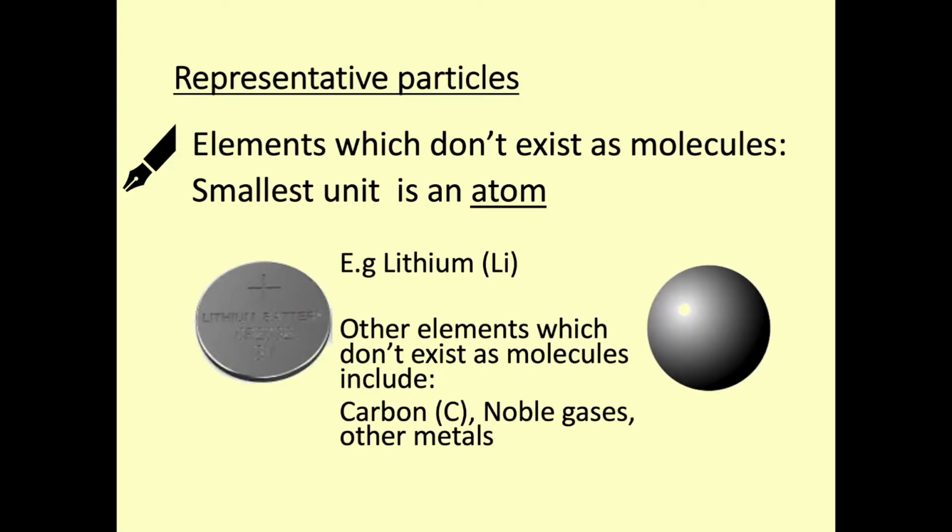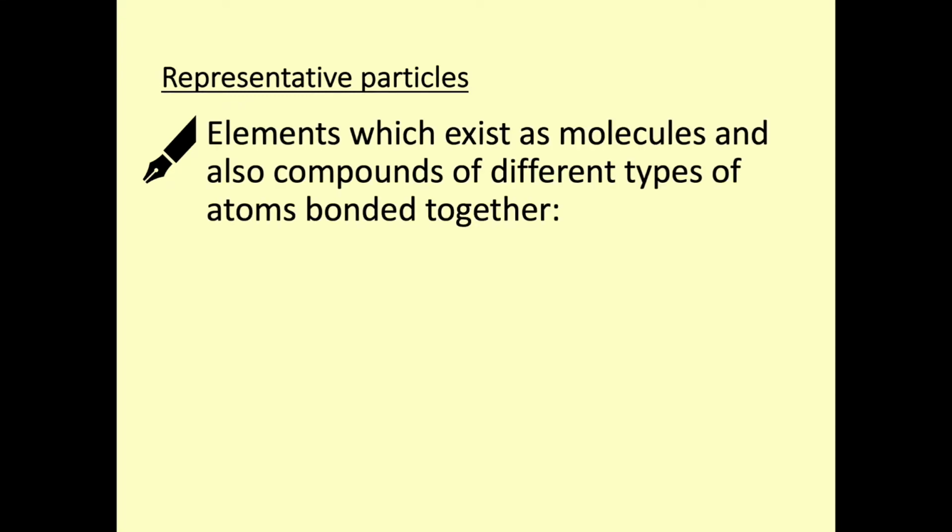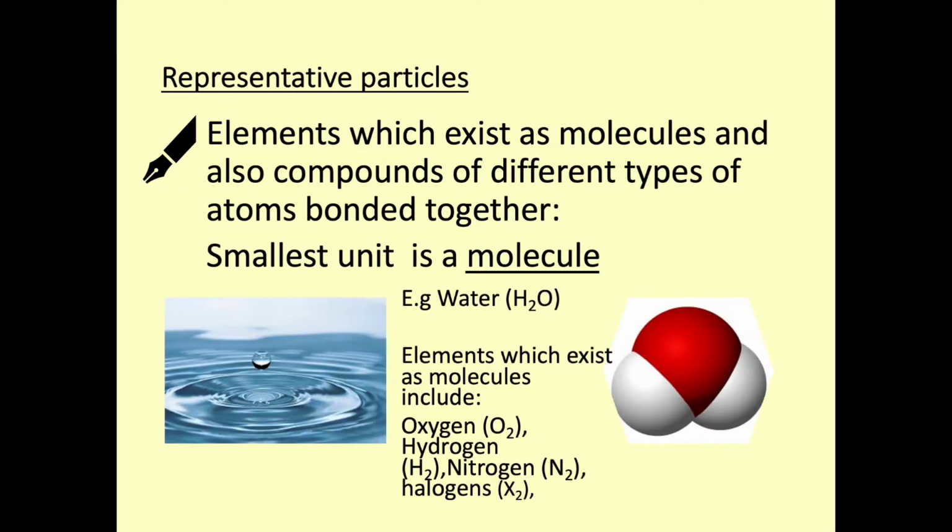So examples of these are metals such as lithium. So here lithium, when we see it in equations, it's just Li, so therefore just that atom of lithium. So again, pause the video whilst you define that. And then if we have elements in molecules and compounds of different elements bonded together, then our smallest unit becomes a molecule. So an example here is water.